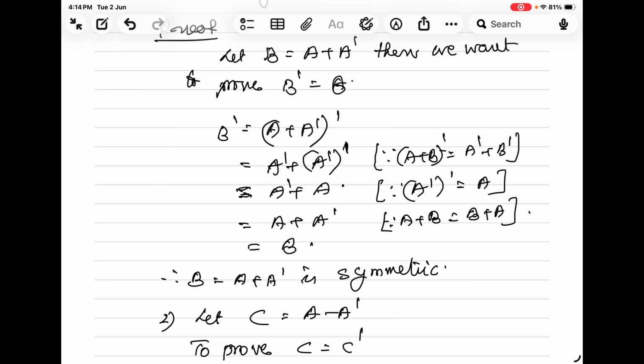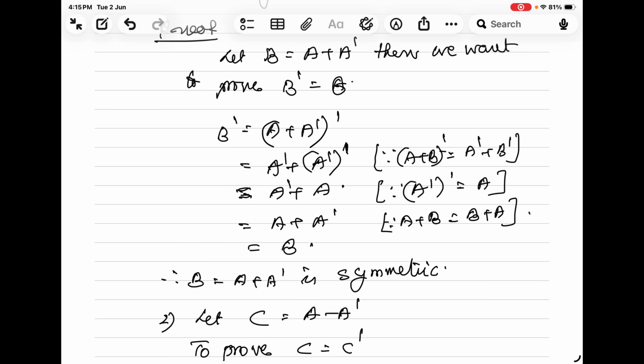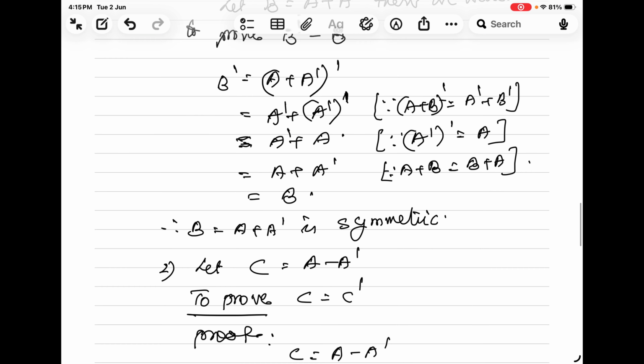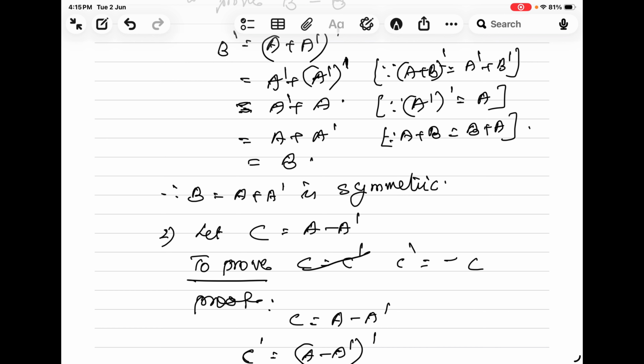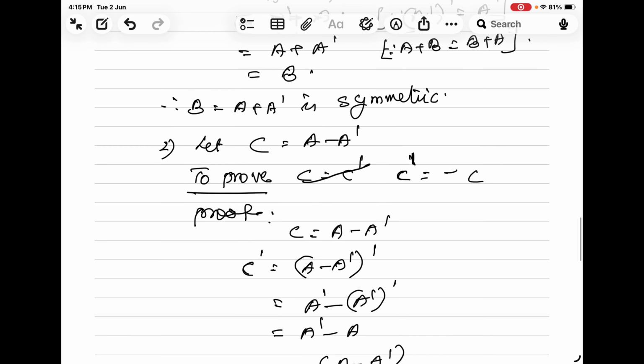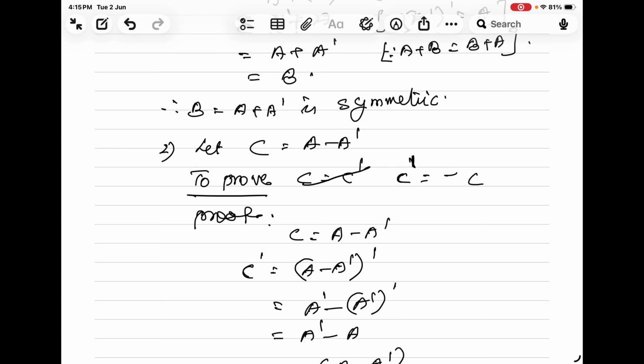Second one, to prove that A minus A transpose is skew symmetric, we want to prove that C transpose equal to minus C. We want to prove that C transpose equal to negative C, that is skew symmetric. So C equal to A minus A transpose, then C transpose equal to (A minus A transpose) whole transpose, that's equal to A transpose minus (A transpose) whole transpose.